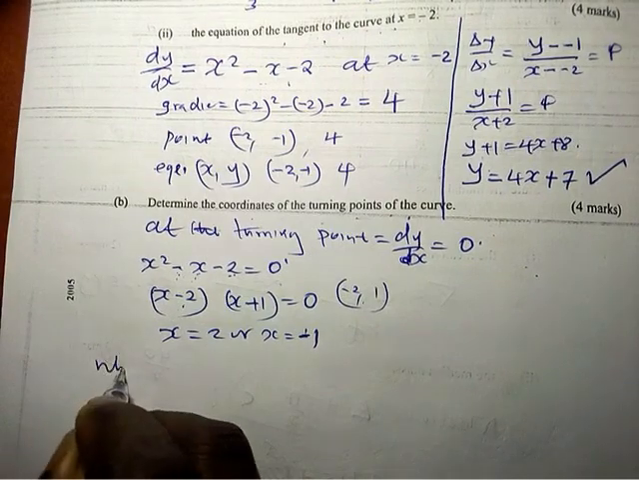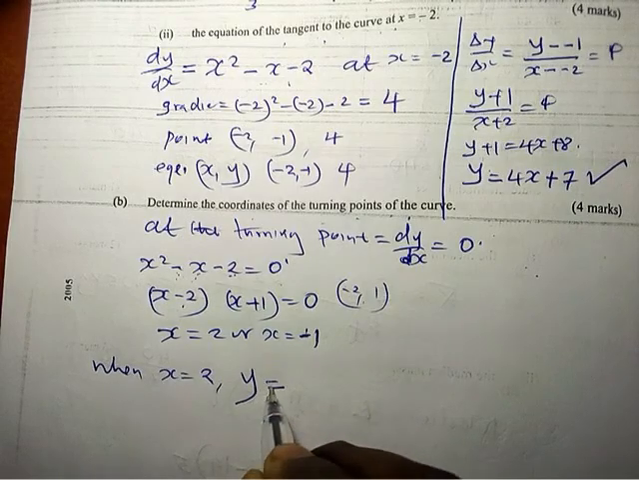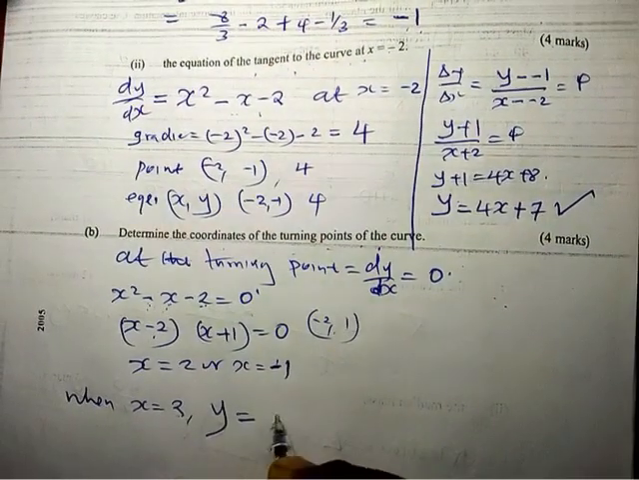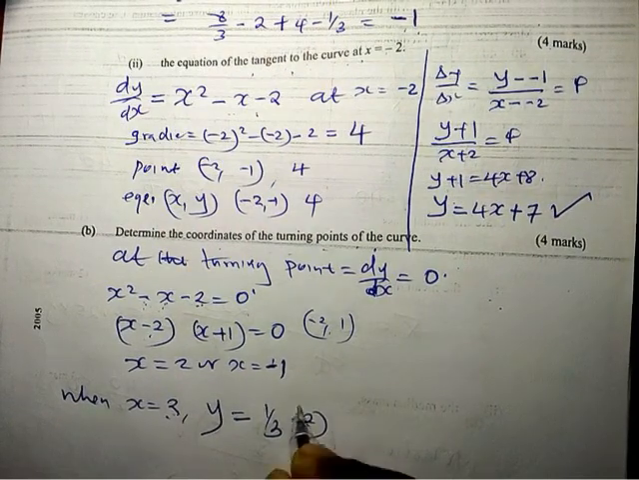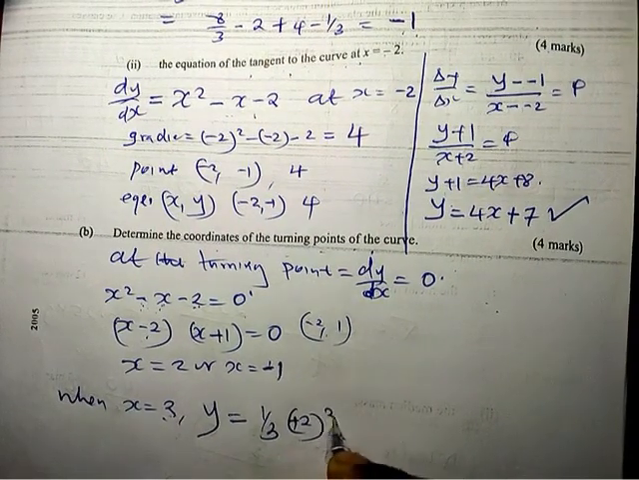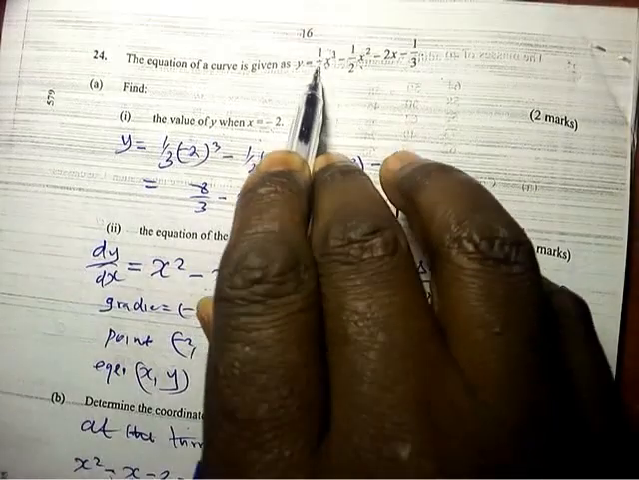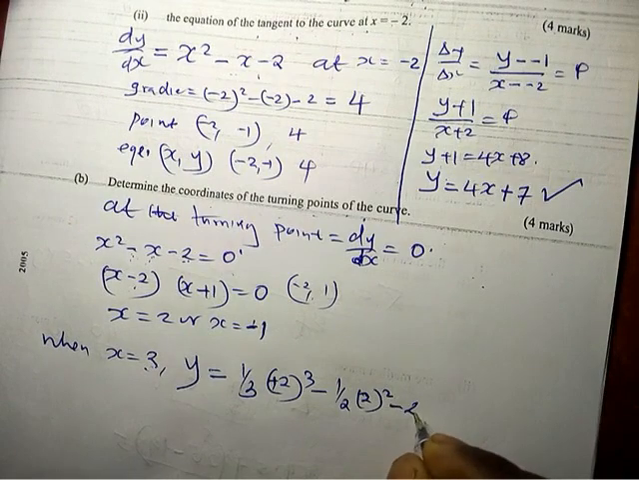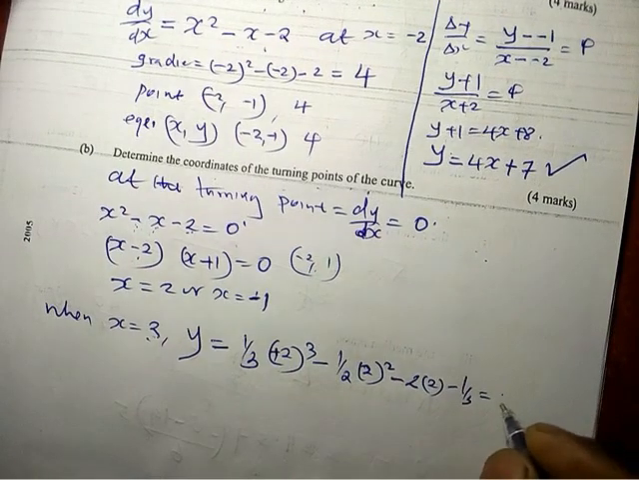So when x is equal to 2, y will be, you substitute this 2 here in this equation to get the value of y. It will be 1 over 3, x will be positive 2 cubed, minus 1 half of 2 squared, minus 2 times 2, minus 1 over 3. We are substituting the value of x in this equation to get the value of y, and it gives negative 3 2 over 3. That's the final answer.